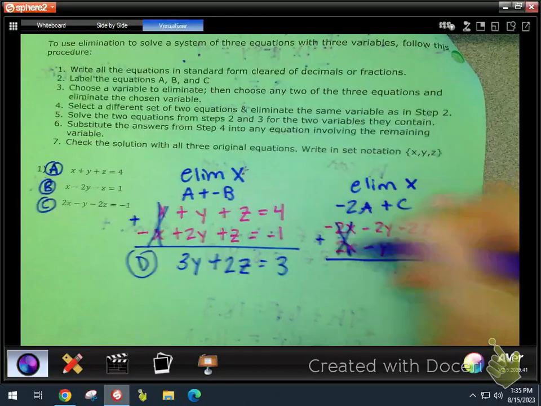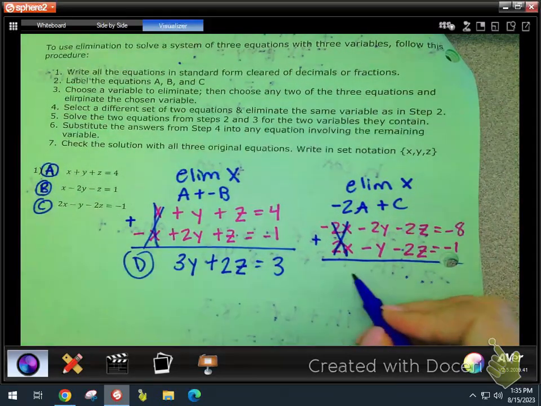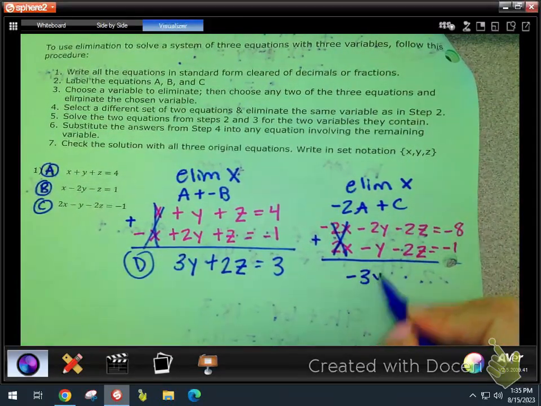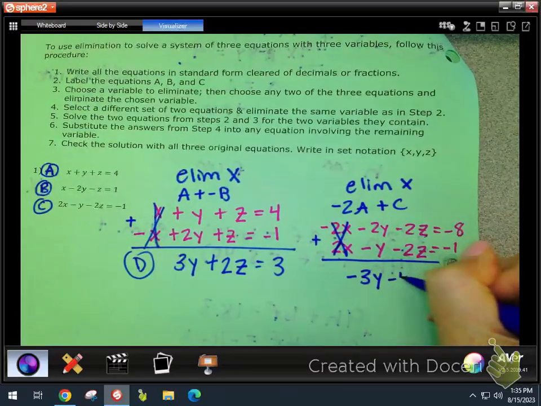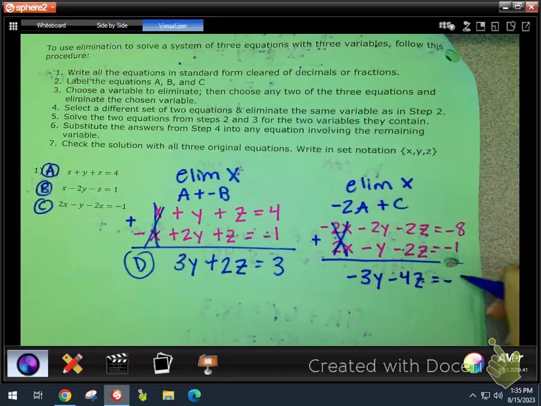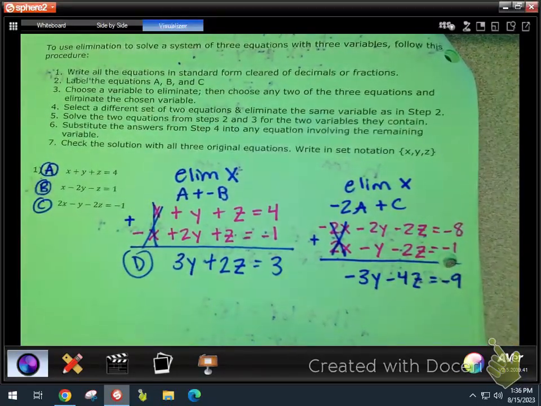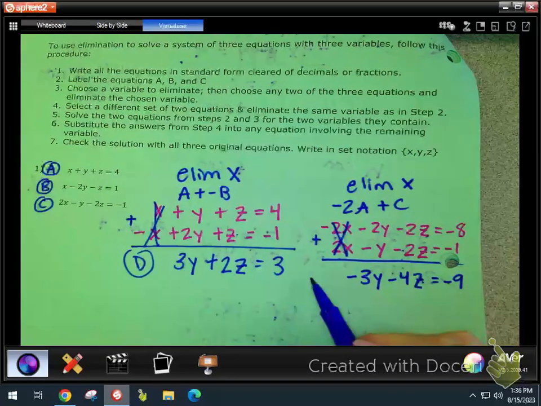Your x's eliminate. That was the goal. -2y plus -y is going to be -3y. -2z and -2z is -4z. And -8 plus -1 is -9. Nothing else I can do. And what I mean by that is if you could divide everything by 3 and it is pretty, then you could do that. We can't do that here because we've got a 4 and that just wouldn't work. Okay? So this is now what we're going to call equation E.